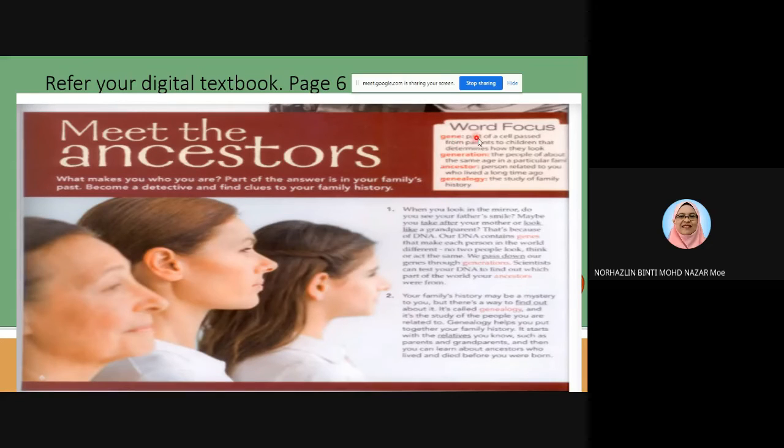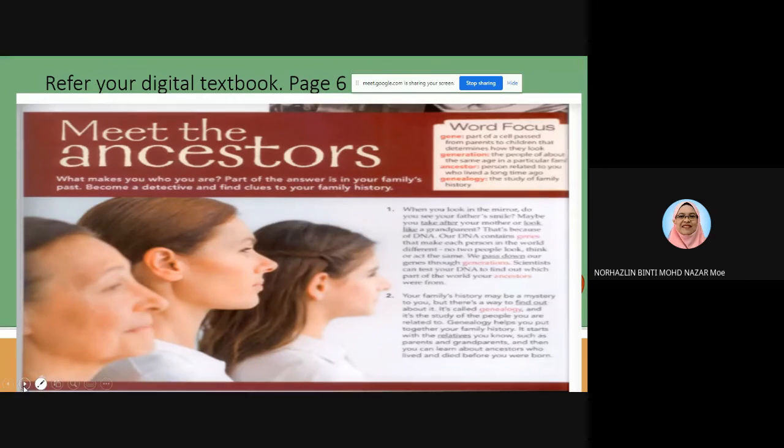Okay, gene, part of a cell passed from parents to children that determine how they look. Okay, genetic. Okay, generation, generasi, ancestors. What is ancestors? Nenek moyang. Okay, genealogy is a study, satu kajian about your family history. Okay, so allow me to speak two languages because we're combining classes. Okay, ada yang weak, ada yang average, ada yang really good. Okay, so we help one another.